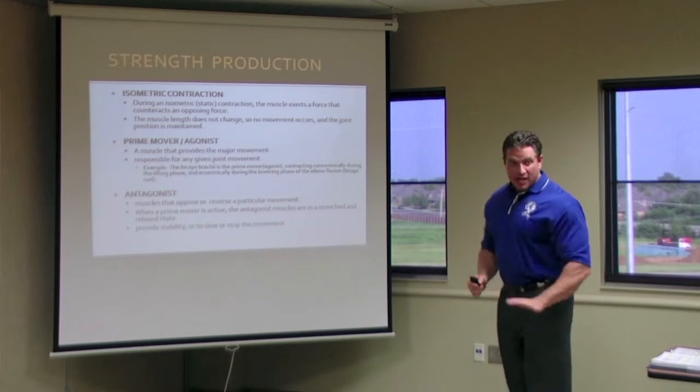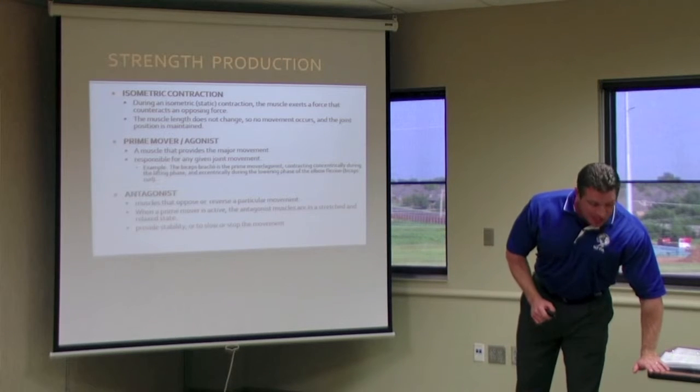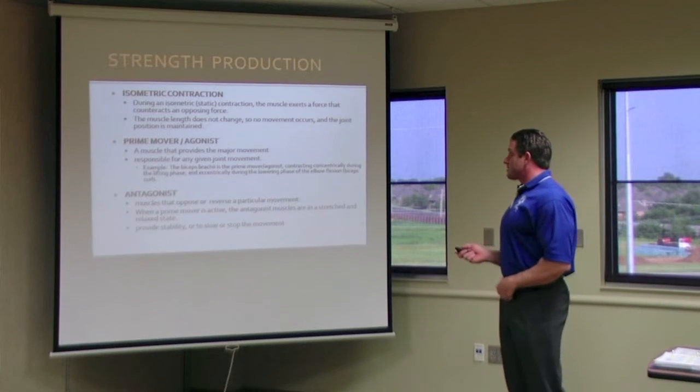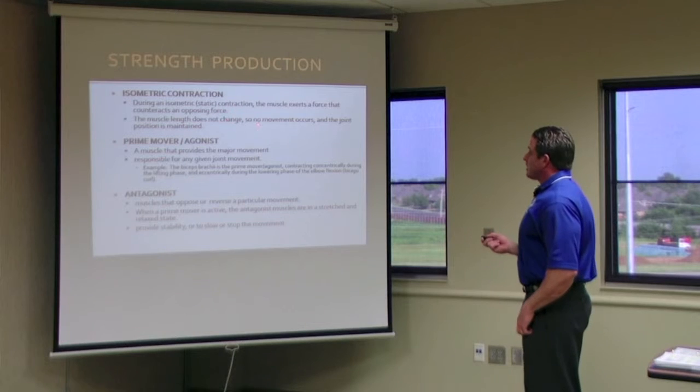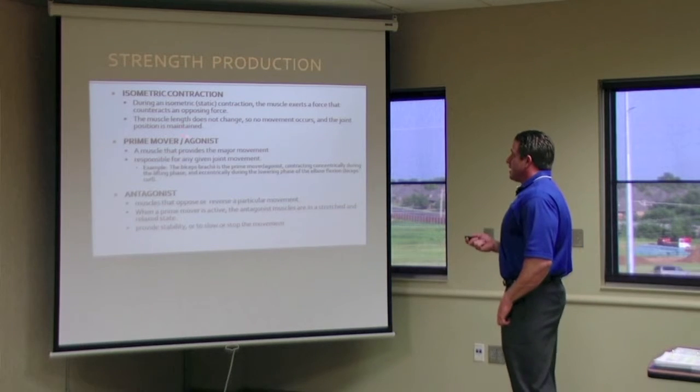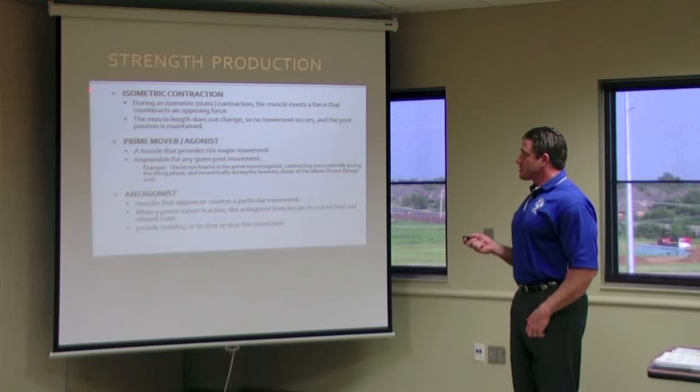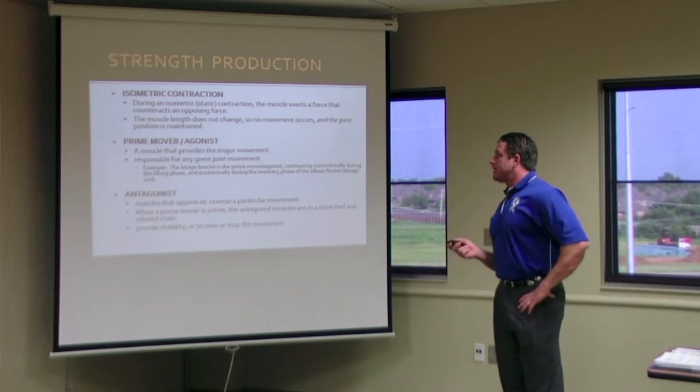If I was to push against this table and I would push down and not move, that would be an example of an isometric. So the muscle length does not change, so no movement occurs, and the joint position is maintained. So that's called an isometric contraction.